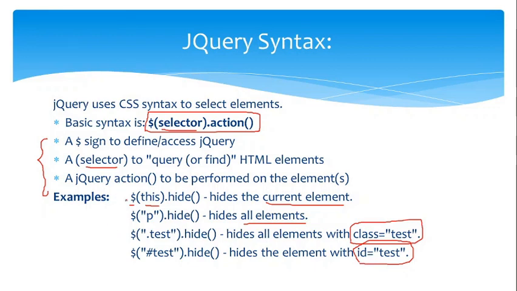Okay, what is the syntax? Dollar, then the selector, dot action, hide. In place of hide you can write show. So the item that was hidden will be displayed, it will be shown.